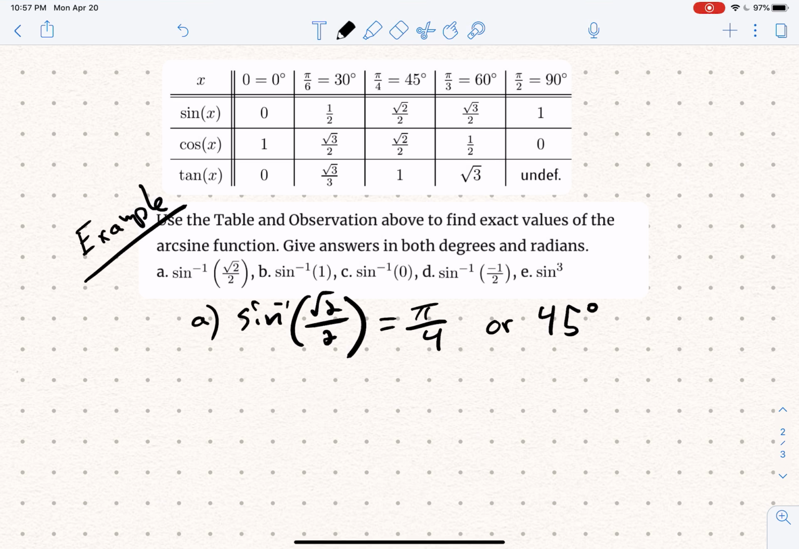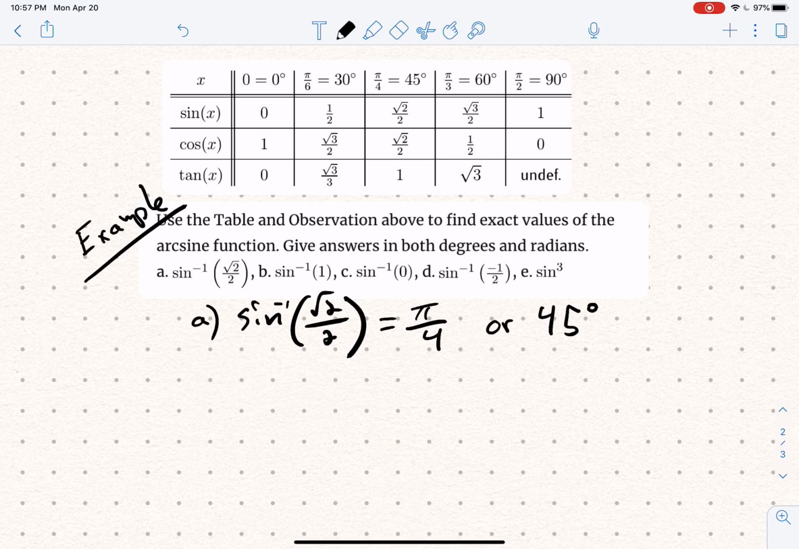We'll work through them. So, let's look at B, sine inverse of 1. I'm just going to write this using the other notation, arc sine of 1, just to remind you that it means the same thing as sine inverse. Arc sine of 1 is like asking, what angle has a sine equal to 1? I know that it's the angle 90 degrees, or pi over 2. You can see that in the table clearly here, arc sine of 1 is the angle pi over 2, or 90 degrees.